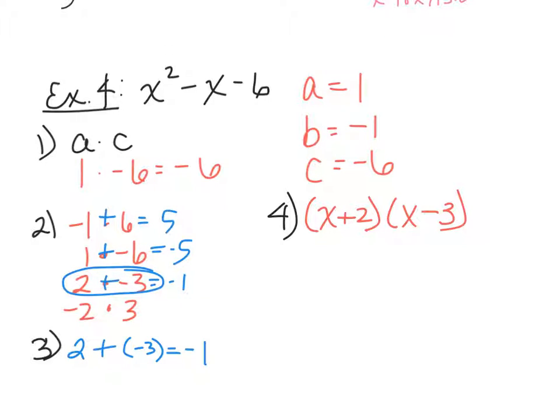All right. Step 5, we're going to divide by A. What's A? +1, right? So 2 divided by 1, -3 divided by 1. What is 2 divided by 1? 2. -3 divided by 1? X minus 3.